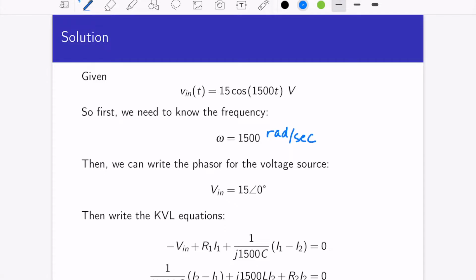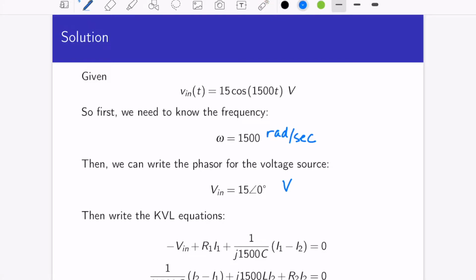And we can then write this input in phasor notation as the magnitude 15 at an angle of 0 degrees because we don't have a phase angle. And of course the unit on that is volts. From there we can write the two loop equations. So going around the first loop, we end up with minus Vn plus R1 times I1, where I1 is the loop current, plus I1 minus I2 times 1 over j omega c.